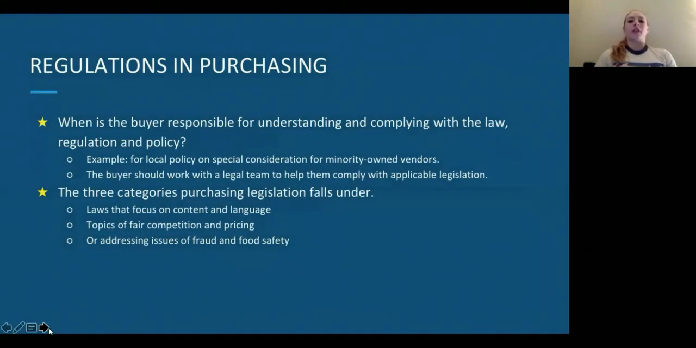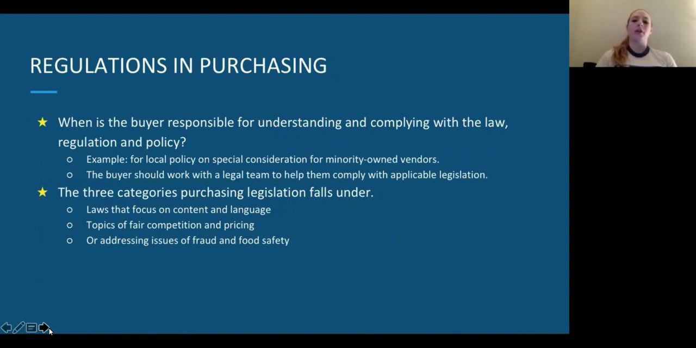There are various regulations in purchasing. The buyer is always responsible for understanding and complying with the law. An example would be the local policy on special consideration for minority-owned vendors. The buyer should work with a legal team to help them comply with the applicable legislation. A buyer isn't always going to understand every law they need to follow, so it's important that we have a legal team to inform us on what we need to do properly.